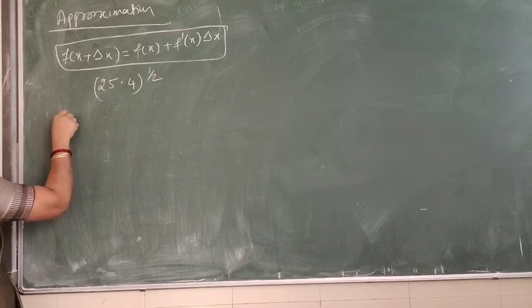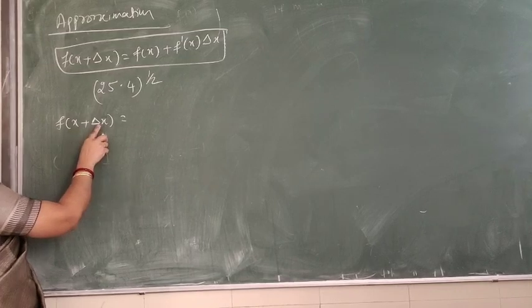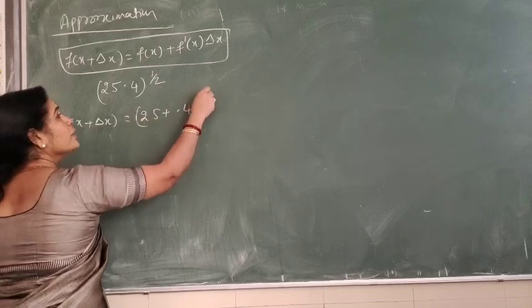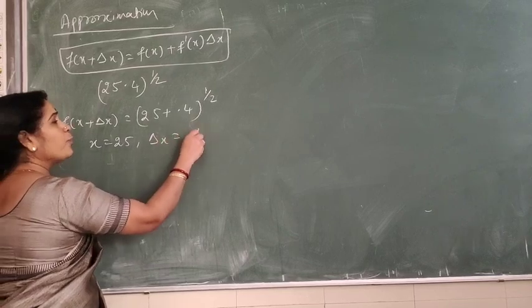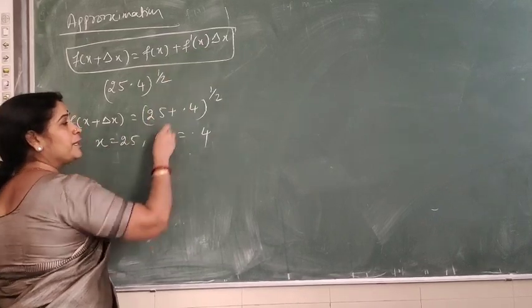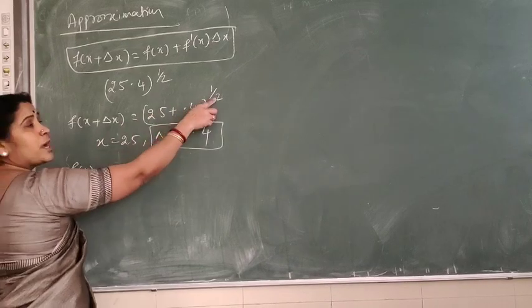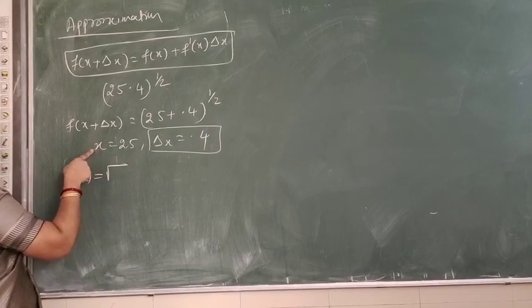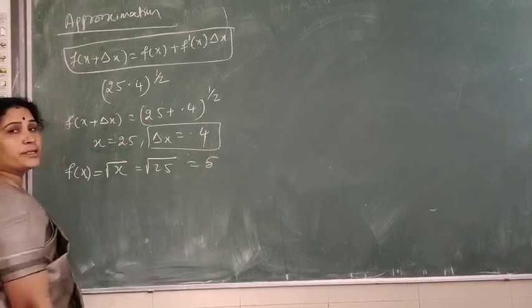Now f of x plus delta x, that is equal to 25.4. Delta x is a small change in x, may be positive, may be negative. Now I can divide this, it becomes 25 plus 0.4 whole power half. So what is x here? 25. And delta x is equal to 0.4. As per formula, you need f of x, f dash of x and delta x. Already we have delta x. Now f of x, what is the function here? Function is under root. I am taking function of this as root x, that is equal to under root of 25, that is equal to 5.